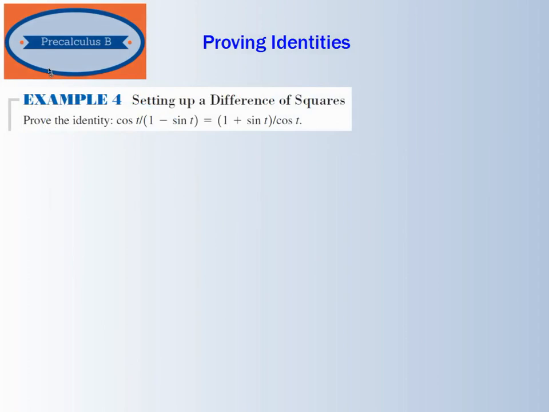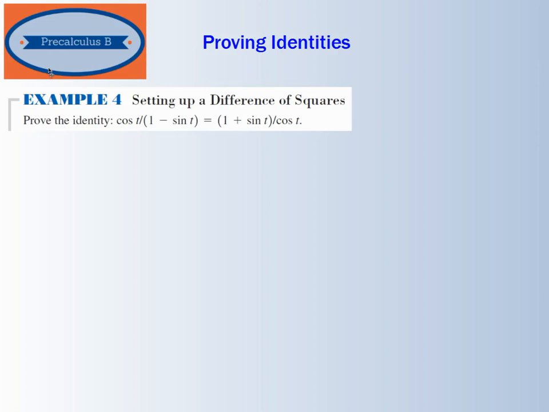Well, if I'm asked to prove this identity, cosine t divided by 1 minus sine t equals 1 plus sine t divided by cosine t. All right, I may need to do something. I don't really know where to go. I have cosines and sines. I haven't really learned any steps for how to move beyond this point.